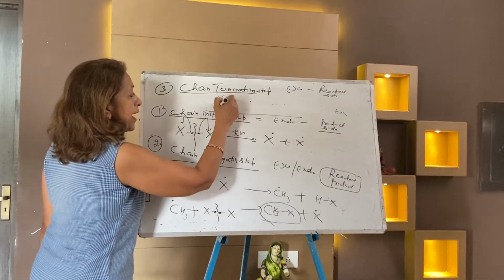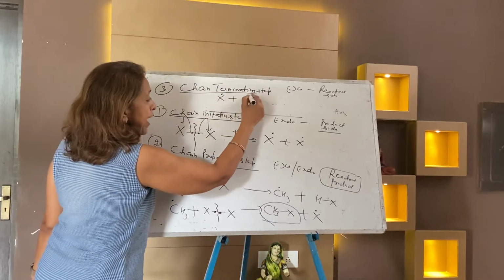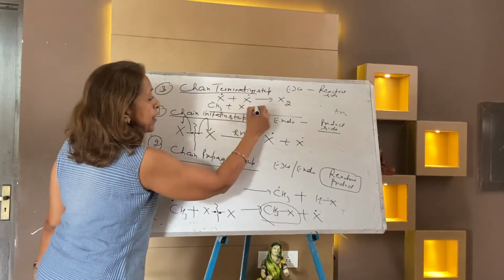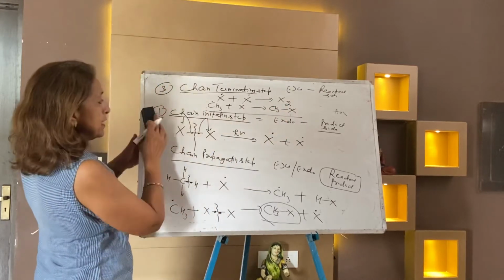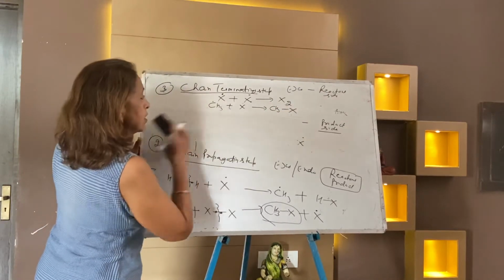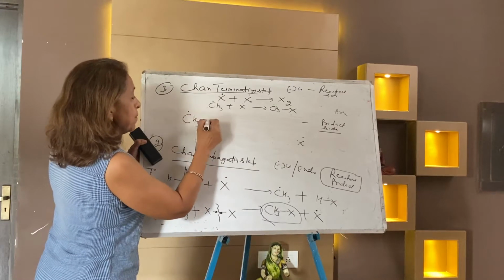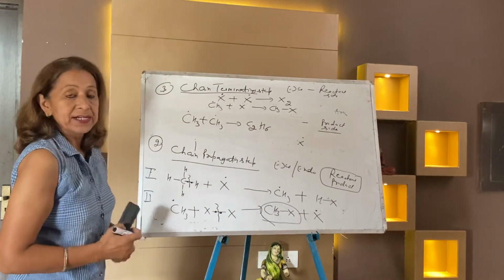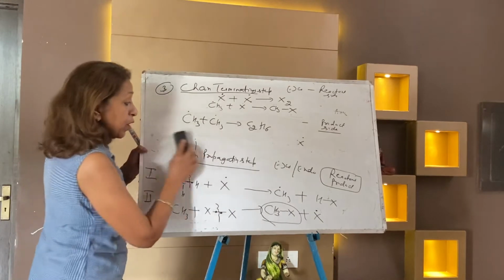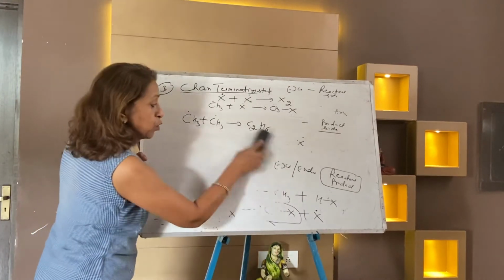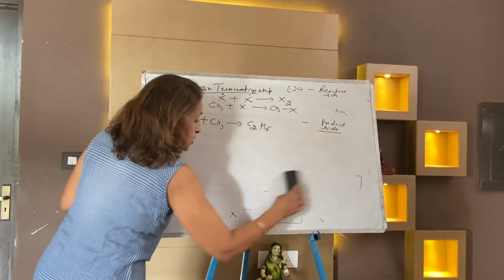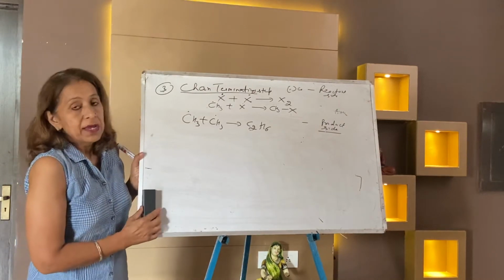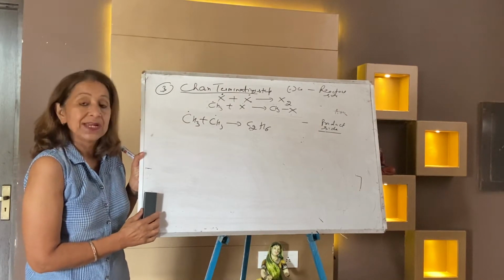All the leftover radicals combine: X radical plus X radical gives X2, CH3 radical plus X radical gives CH3X, and the third is CH3 radical plus CH3 radical gives C2H6. So this is an exothermic reaction because of the formation of molecules with new bond formation, you may say. So dear children, this is your free radical substitution reaction mechanism, and it is best shown by halogenation of alkane, nitration of alkane, sulfonation of alkane.